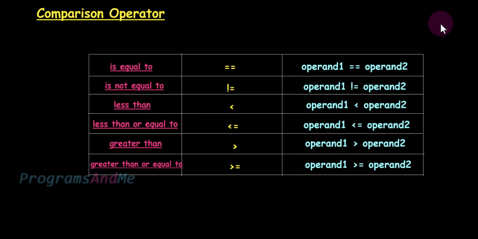And here is the quick summary. So we have 6 comparison operators here, or relational operators, and these are the symbols used for those operations, and this is the syntax. And here operands can be values, or they can be expressions, or you can take variables also.